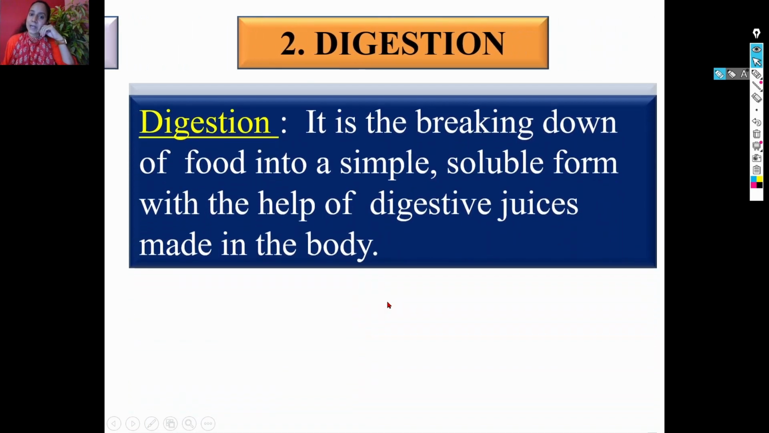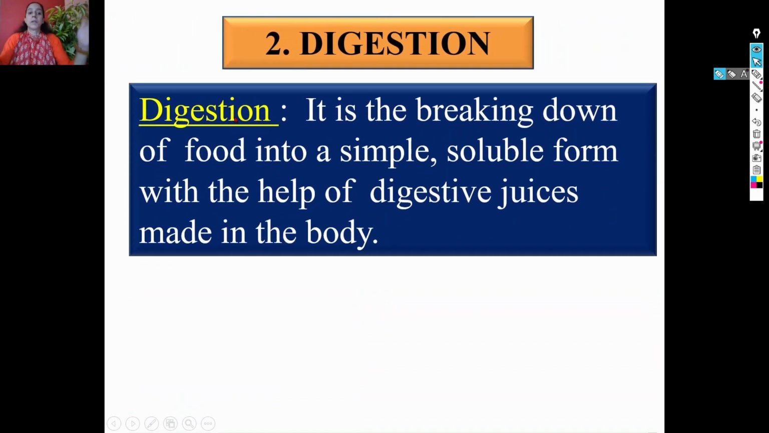Now let's see the second step. It is a bit lengthy, and it is called digestion. It is the breaking down of food into simple soluble form with the help of digestive juices made in the body. And this step is called digestion.